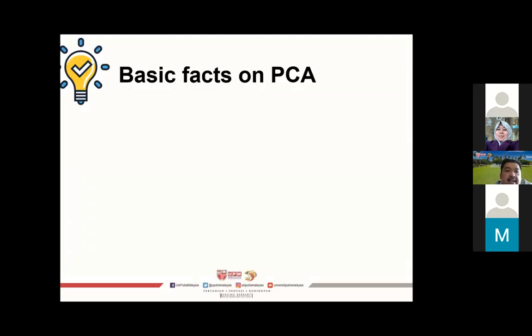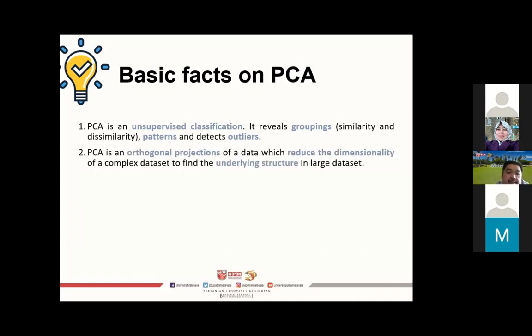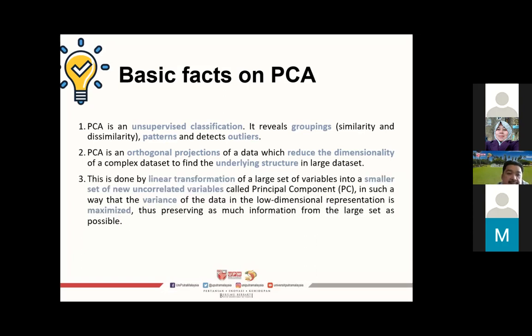Okay, basic fact on PCA. PCA is an unsupervised classification. It reveals grouping, pattern, and detects outliers. It is an orthogonal projection of data which reduces the dimensionality of a complex data set to find the underlying structure in large data sets.